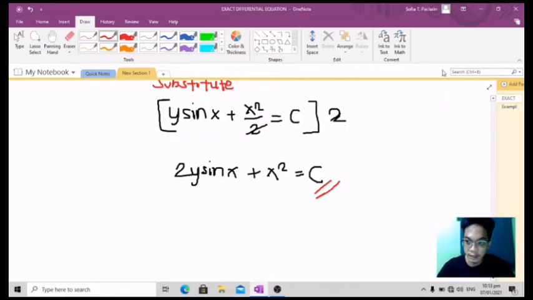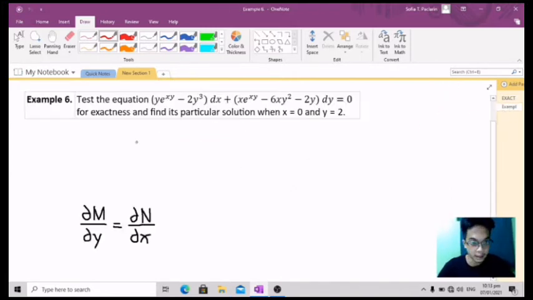So let's try another example. Example 6. Test the equation (ye raised to xy minus 2y raised to 3) dx plus (xe raised to xy minus 6xy squared minus 2y) dy is equal to 0 for exactness, and find its particular solution when x is equal to 0 and y is equal to 2. As in the previous example, we can now determine the M and N.